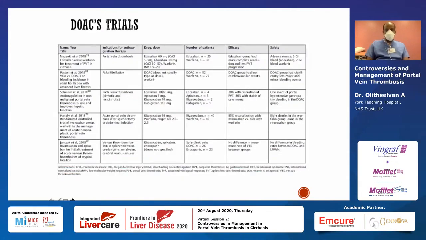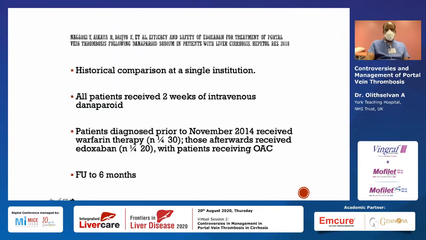Again, there are multiple trials on these newer drugs, and these have been used both in portal vein thrombosis and cirrhotic patients, and also for other indications like atrial fibrillation. This was for both treatment and for prophylaxis. What these multiple studies have shown, I'll come to the conclusion later, but also what we know is there is no direct comparison between the newer anticoagulants and the vitamin K antagonists or the low molecular weight heparin. But a Japanese study has a historical comparison from that institute.